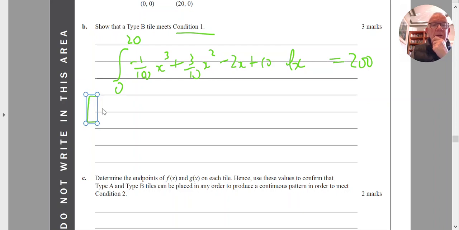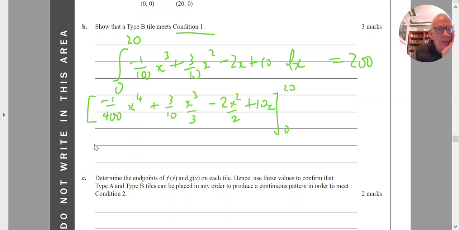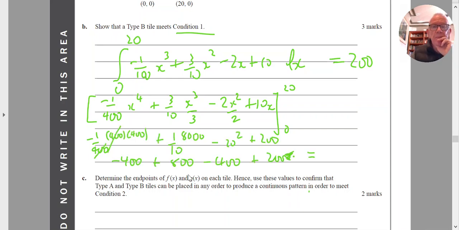So square brackets of negative 1 on 400, 20 times 20 is 400, times, they cancel to 0, I get 200, so that is correct.